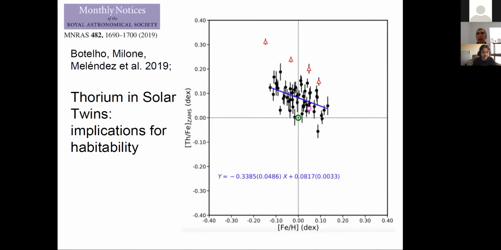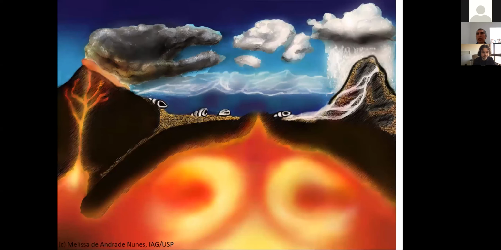Another important element relevant to planets is thorium, a radioactive element that will give energy for the planet interior. And we showed that thorium, this radioactive element, is more abundant in the solar twins than in the Sun. This is very good news, because it means that hypothetical rocky planets around other stars will probably have enough energy to keep their internal activity.